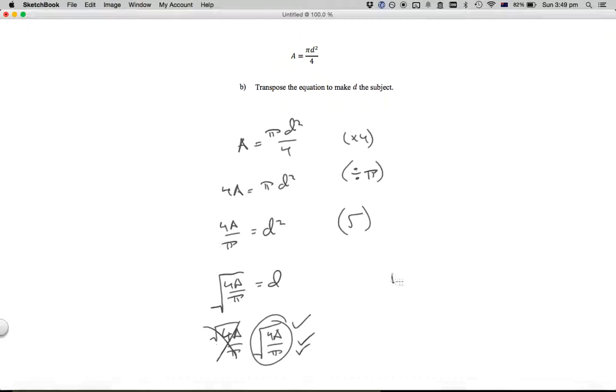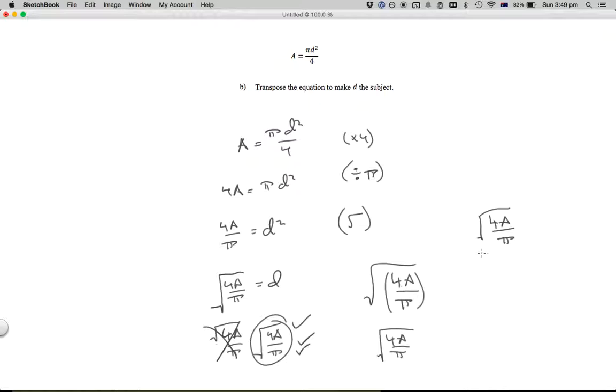Another clear way you can represent that is to write it like this: 4a on pi in brackets, square rooted. That makes it clear, but it's also fine just to have it like this, as long as your square root sign goes straight down there. And I was able to see which people actually may have written. Some people wrote a bit ambiguously, so it's hard to see if they meant to include the whole thing.